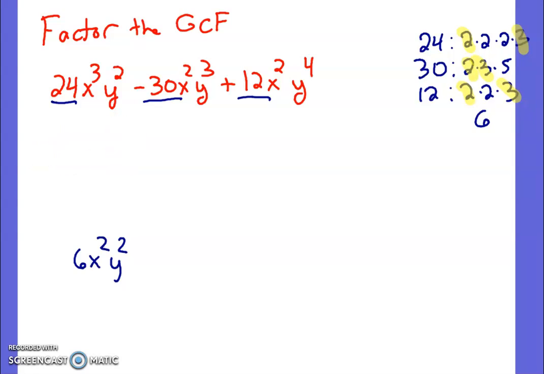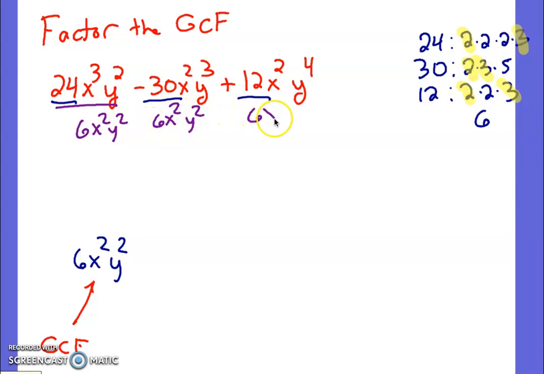And so this is my GCF right here. That right there is my GCF. So if I ask you to find the GCF, that is my GCF. That's all I want to know if I ask you to find it. But if I ask you to factor it, that means I want you to factor that out. I want you to divide each of these terms by 6x squared y squared. And again, you don't have to show the division. You can just do this mentally. Just divide each of them by 6x squared y squared.